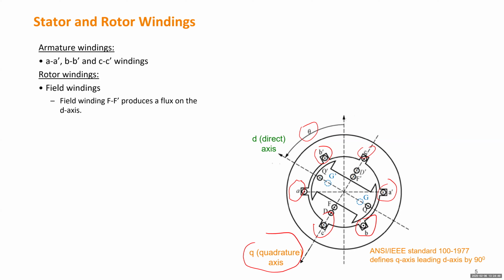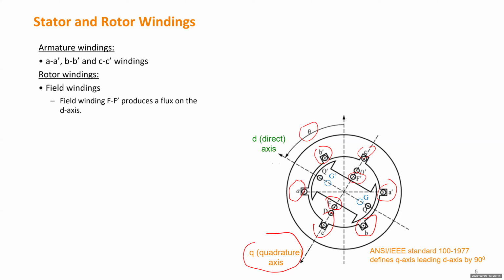Okay, so for the rotor winding, we first need to model the field winding. The field winding will be, if we put, so we use capital F and the capital F prime. So this axis is the same as the D axis, as we mentioned, right? It's because D defines the direction of the magnetic field.